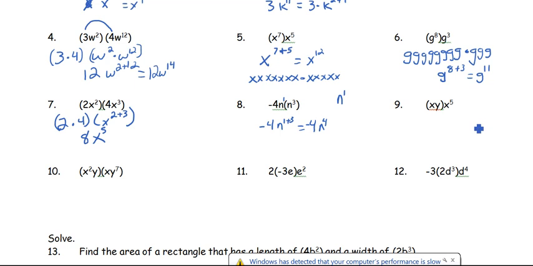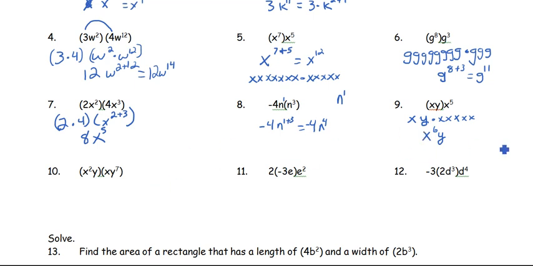All right, number 9. Let's look at this. So if I have x times y, which is what xy is, times x, x, x, x, x. There are 5 x's there, 1 x here. So I would add up all my x's. That would be x to the 6th y, because there are 6 x's. So we're just taking everything we're multiplying together.